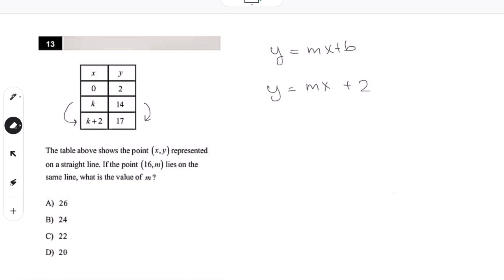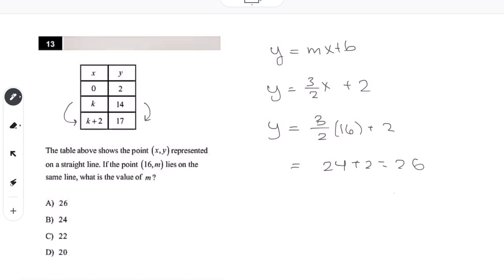Alright, so you have 3 over 2 as the slope, and then 2 as the base. So you have 3/2 x plus 2. Now we want to find m for the point (16, m). So we plug in 16 for x. So we get 3/2 times 16, that's 24, plus 2, 26. A.